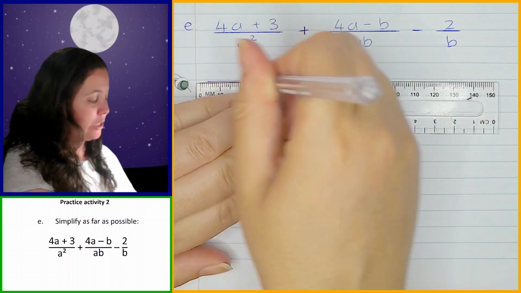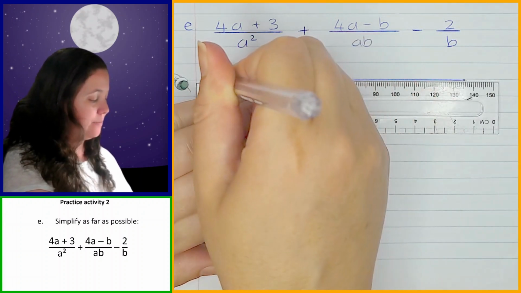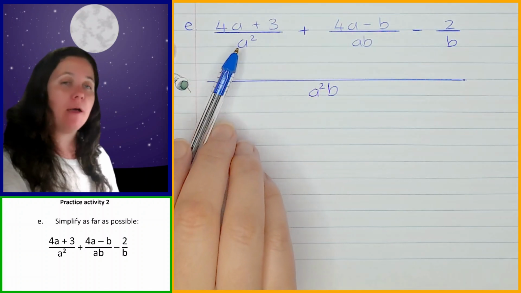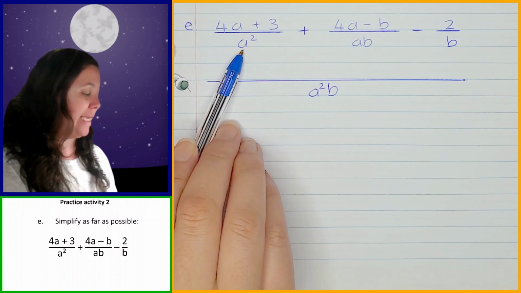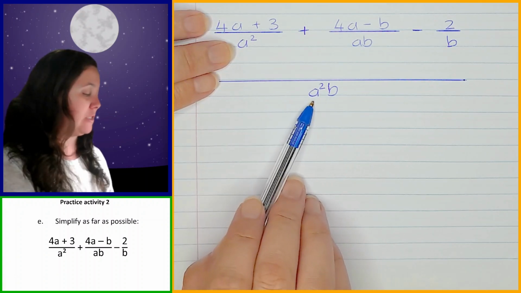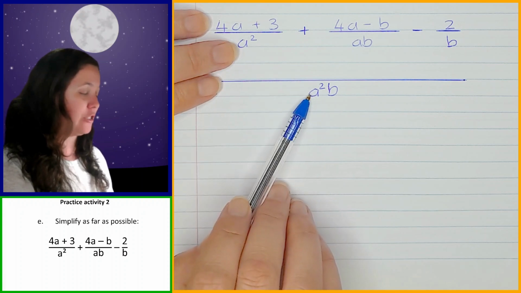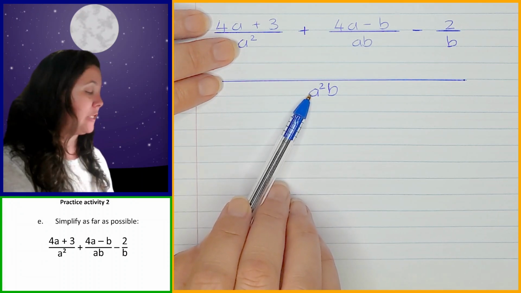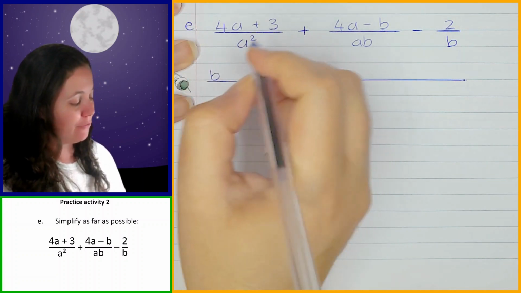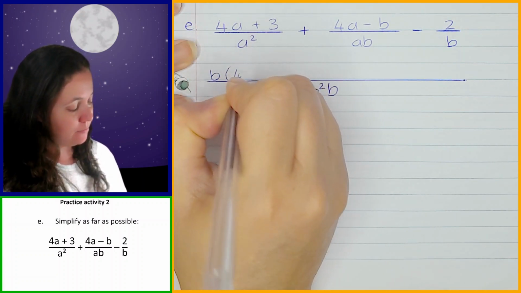Okay, so now let's see what we're going to do to our numerators. Right, so for my first fraction, if I've got a denominator of a squared, I need to multiply that by b to make it the same as my LCD. It's already got the a squared over here. I don't need to do anything to get another a, but I do need to multiply by b. So I've got b and then multiply by 4a plus 3 in brackets.